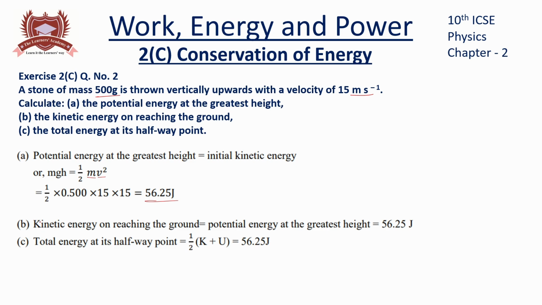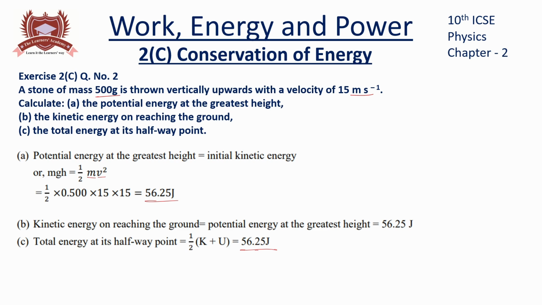Now, kinetic energy on reaching the ground is equal to the potential energy at the greatest height. So it would be equal to 56.25 joules. And our total energy at its halfway point would be the kinetic energy plus the potential energy, that is equal to the total energy. So it would actually be equal to the total energy only. Wherever you take it, the total energy would add up to 56.25 joules, because the total energy would always remain the same.